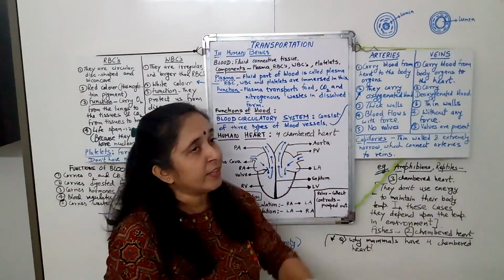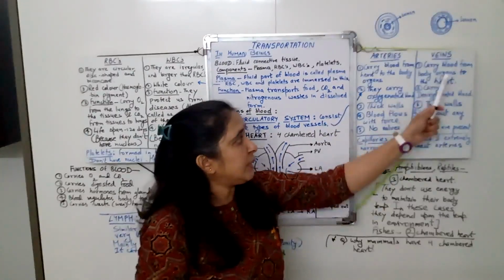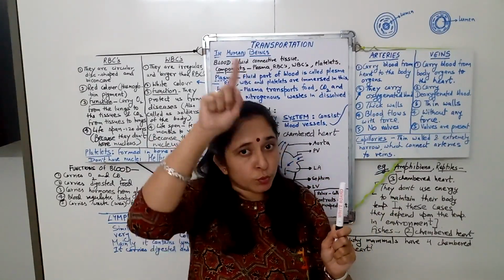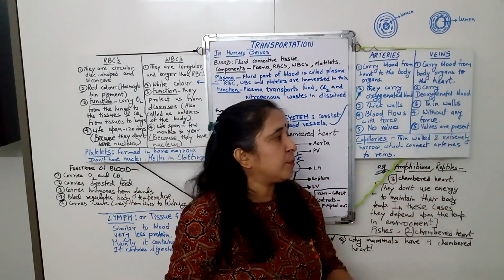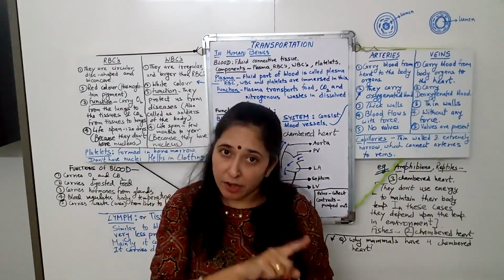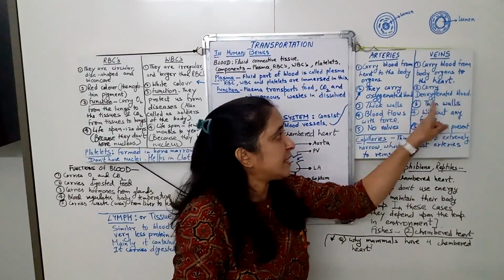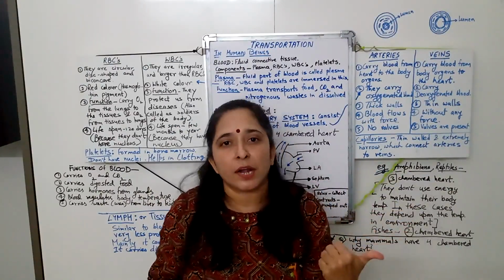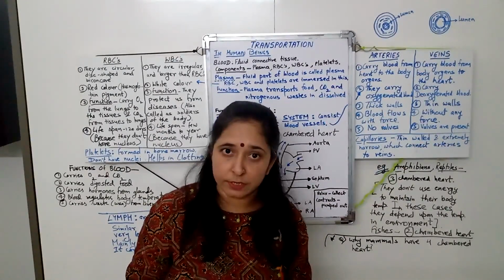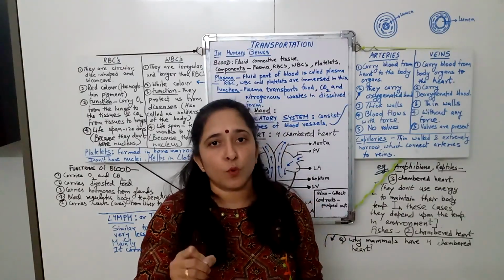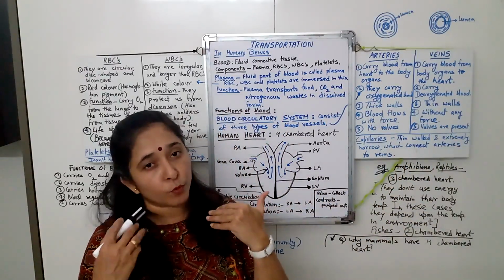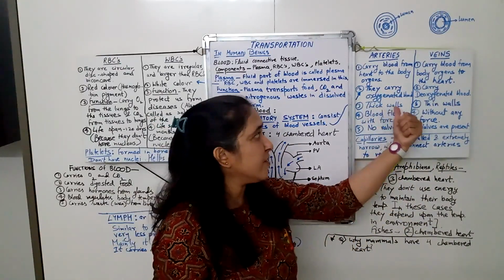Now arteries carry the oxygenated blood, and veins carry the deoxygenated blood. Arteries carry blood from the heart to the body organs and veins carry blood from the body organs to the heart. Arteries have thick walls and veins have thin walls as compared to arteries. Blood flows with force in the case of arteries. In the case of veins, blood flows without any force. That is why they have thin walls. But in the arteries, the blood flows with very high force. That's why they have thick walls.